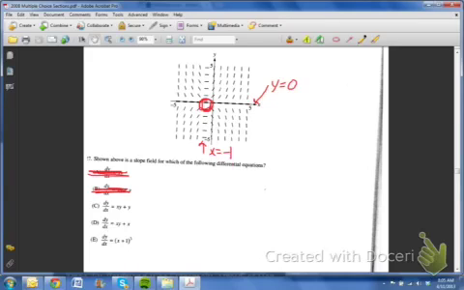It could be this one. It could be this one. It could be this one. All right, so let's think about some other points. What about if I look at the point -1, 2. If I plug in -1 for x and 2 for y, do I get 0? Yes. -1 for x and 2 for y, do I get 0? No.